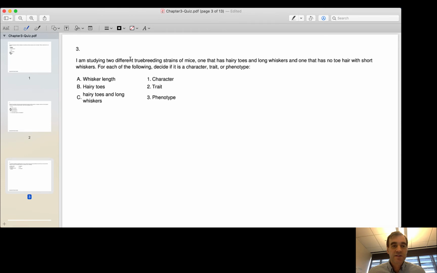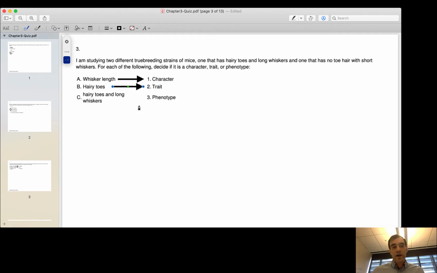This question tests your understanding of vocabulary, so character, trait, and phenotype. And the answer is in the same order. So a character, whisker length is a character. I haven't specified the variant. I just say whisker length is something that can vary. It can be long or short, but I don't specify what the variant is, so that's when it is a character. If I specify the variant, then it's a trait.